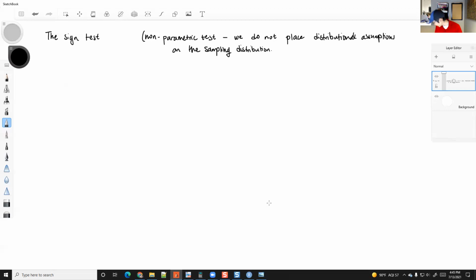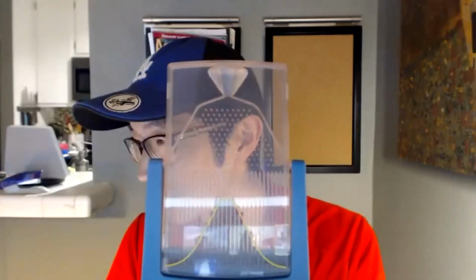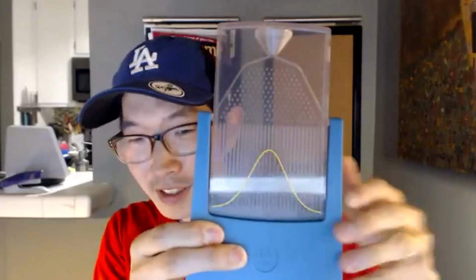I totally forgot, and it's a tiny bit out of place, but it's too cool not to share. So let me pull out my statistics toy. Have you guys seen something like this? Can you guys see this? Okay. So this is an illustration of the central limit theorem, I think. I hope you guys can see this.